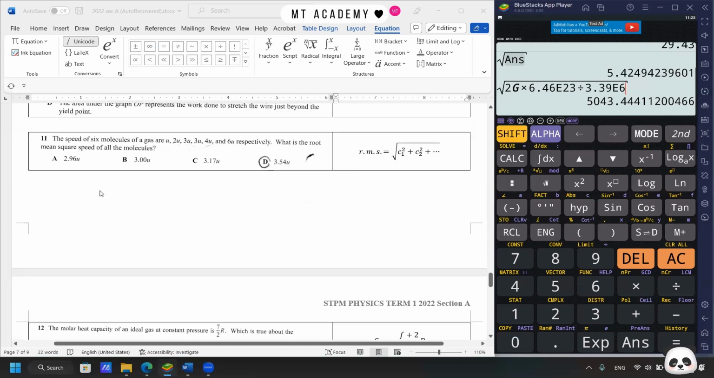Okay, we go to question 11. The speeds of 6 molecules of a gas are U, 2U, 3U, 3U, 4U, and 6U respectively. What is the root mean square speed of the molecules?